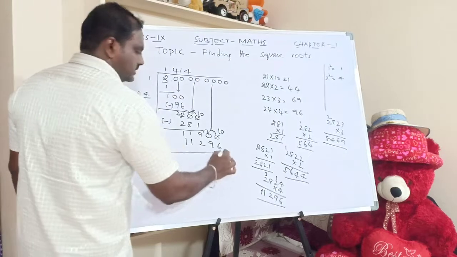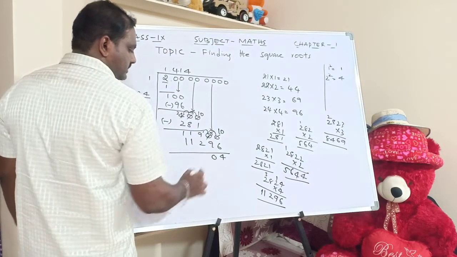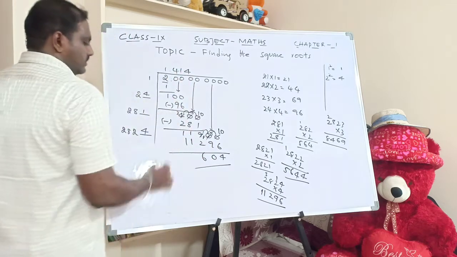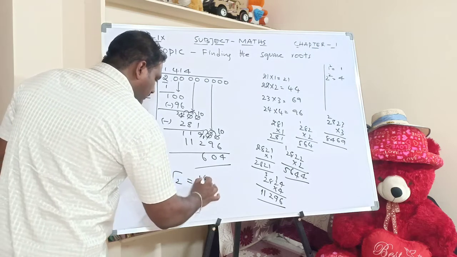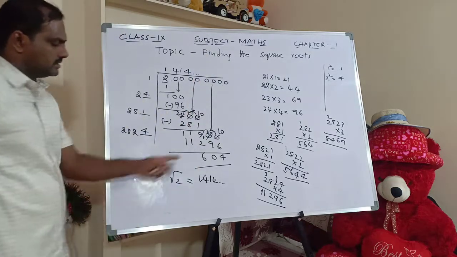Then again borrowing, it will be 10. 10 minus 6 is 4, and it is 9. 9 minus 9 is 0. It will be 8. 8 minus 2 is 6. So therefore root 2 is equal to 1.414, and its continuation. It's not stopping, because the remainder is not zero.